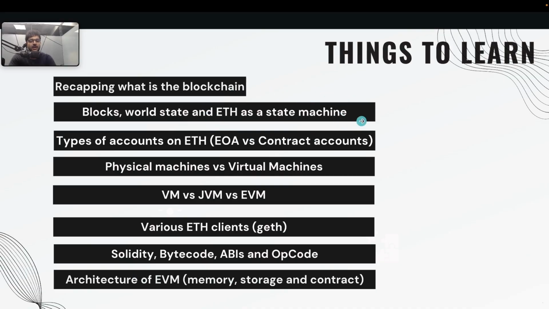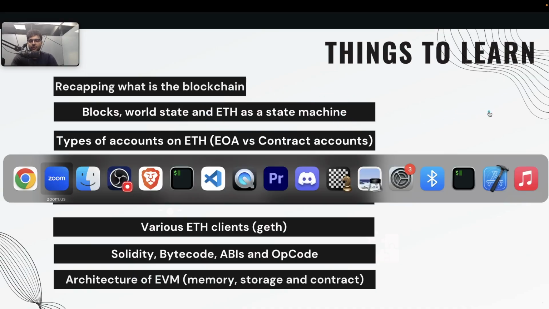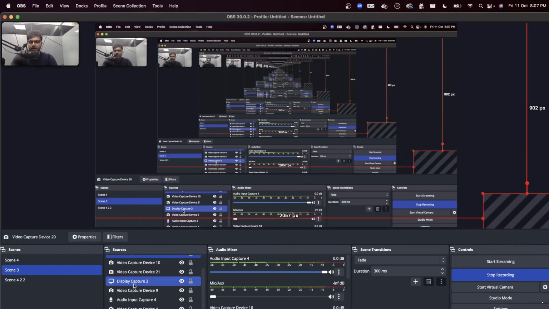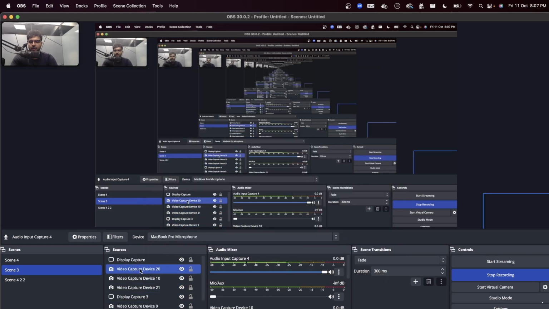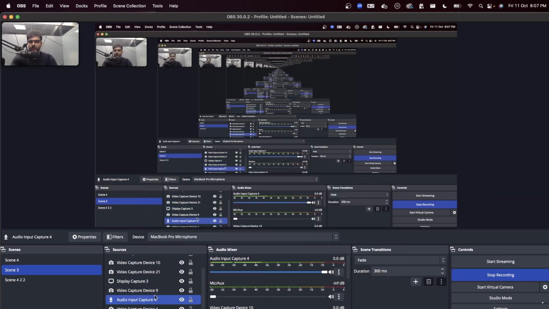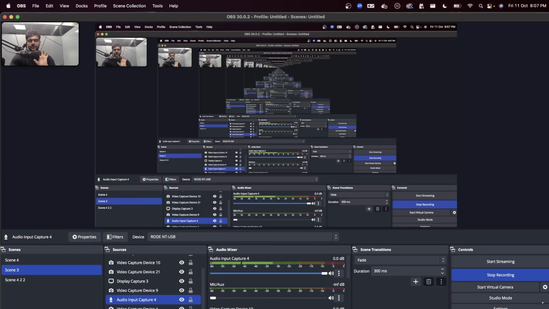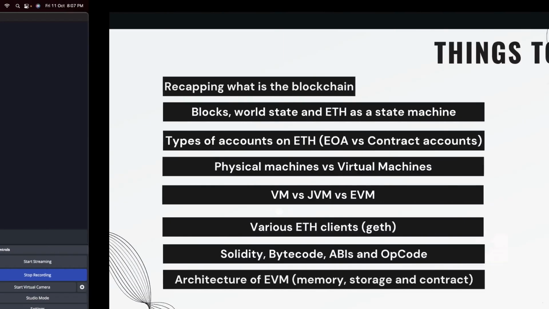This is a term you will oh shoot, I forgot, I'm recording, my bad. And is the audio device right? It is wrong. What's going on? Audio capture 4. Road mic. There we go. Hello. I apologize. Yeah, there we go. Cool.